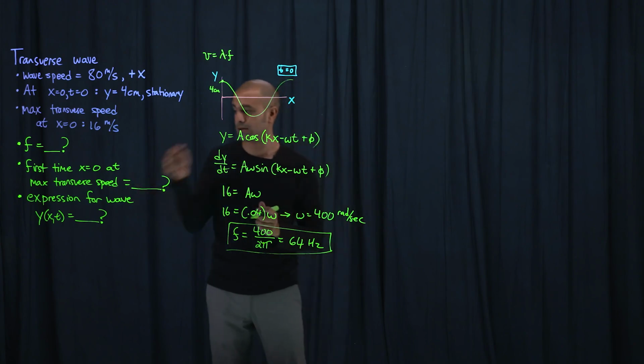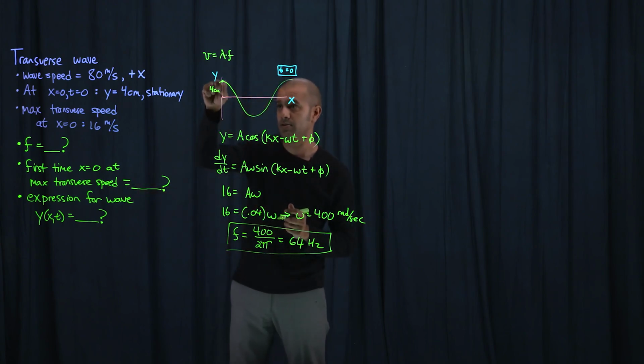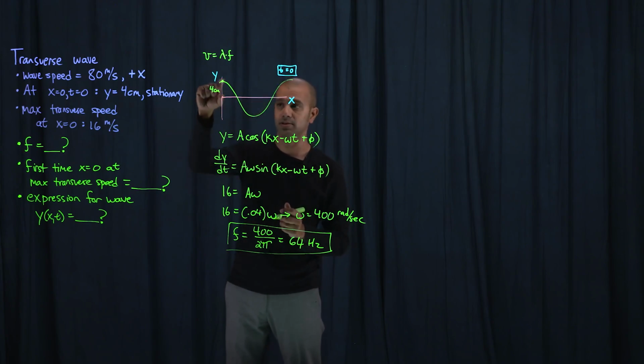And the next part's asking us, what is the transverse speed of this portion of the wave? How long does it take for this guy to reach its max transverse speed? Well, right now at t equals 0, its transverse speed is 0 because it's stationary. It's going to speed up very quickly, and then at this point, like all harmonic oscillators, it'll reach its max speed when it's at equilibrium.